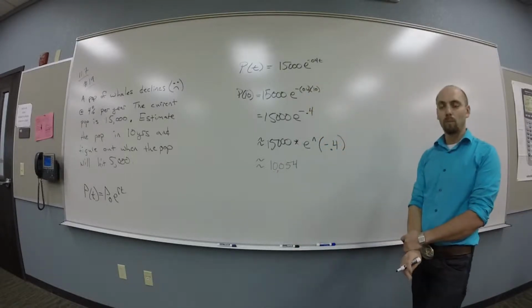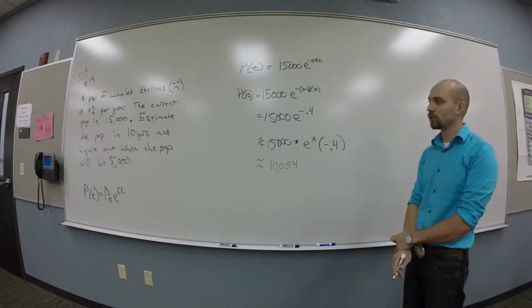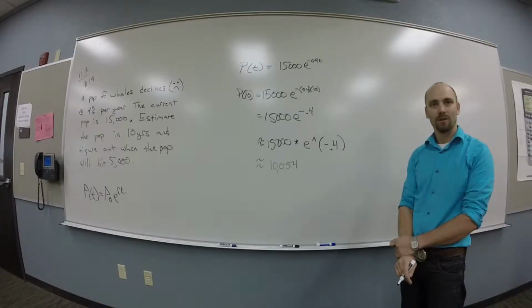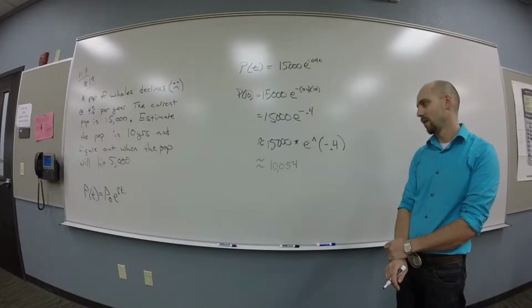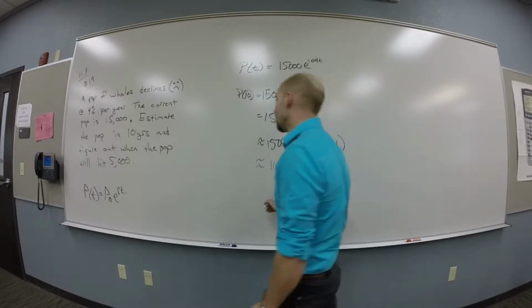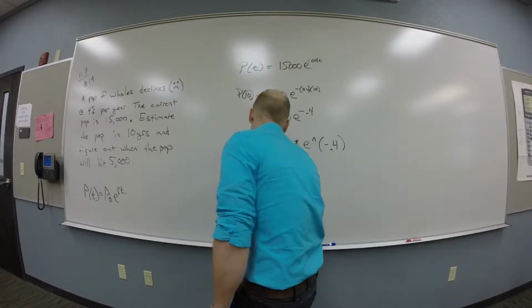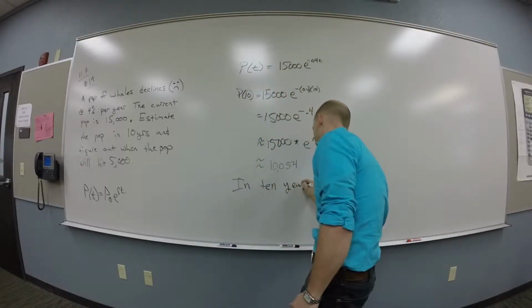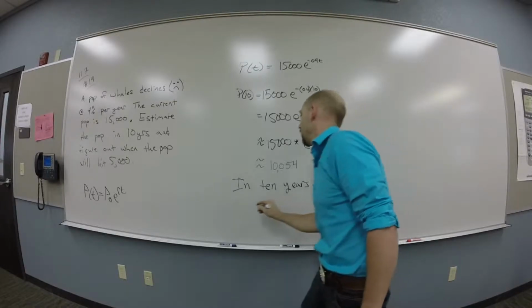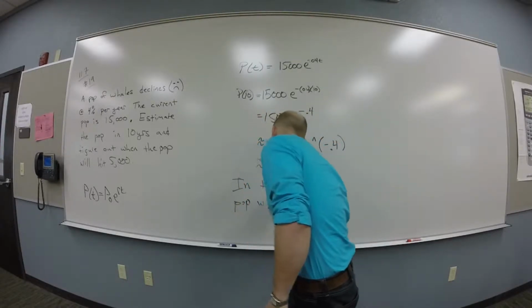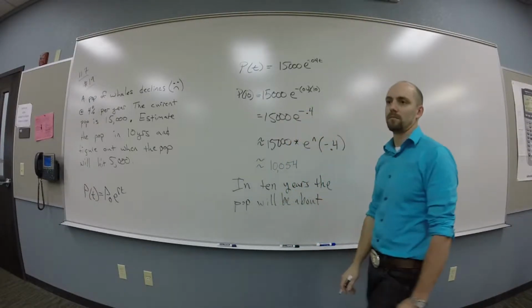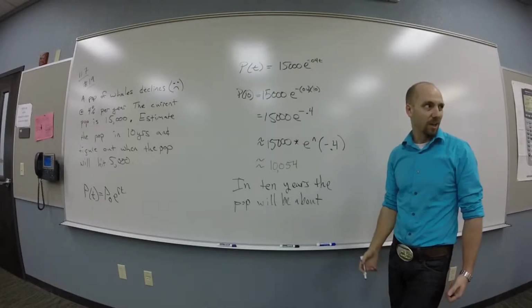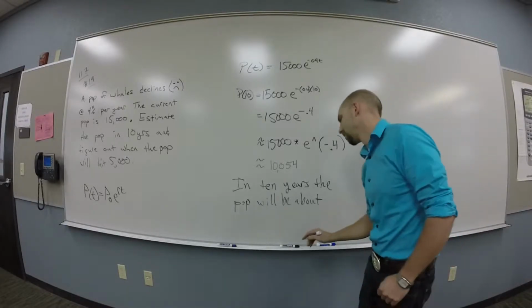So what do I answer for this first question? Nothing's missing in here. So in 10 years, the estimated population will be approximately 10,000. Exactly. So in 10 years, the population will be about 10,000.